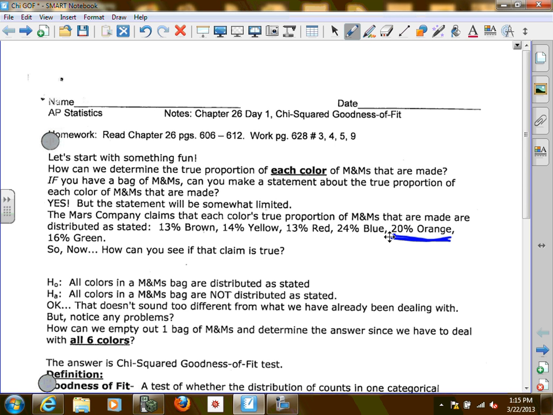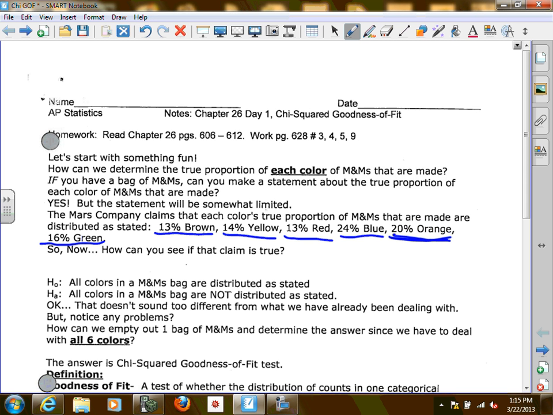But I want to utilize the entire bag, and I wonder if the entire set of colors, which in this case is 6 colors, follows their claim. They claim these numbers. I called them up. They say that there's 13% brown, 14% yellow, and so on coming off the assembly line. Basically, we have done one proportion tests, we have done 2 proportion tests. So this test we're learning today is how to handle multiple proportions. That's the general idea of what's happening.